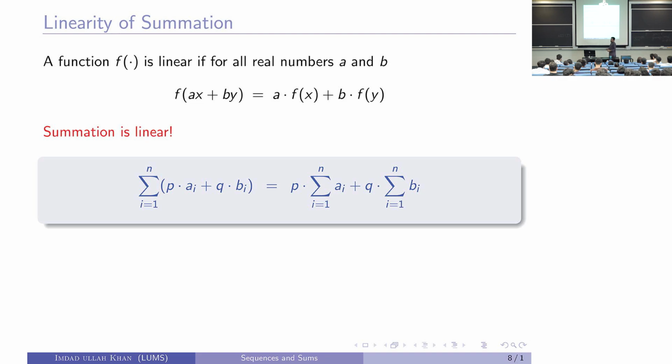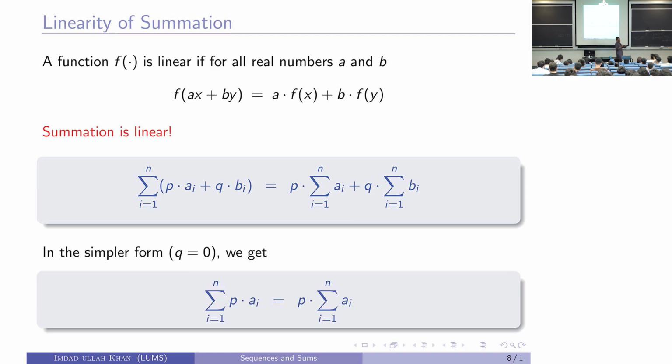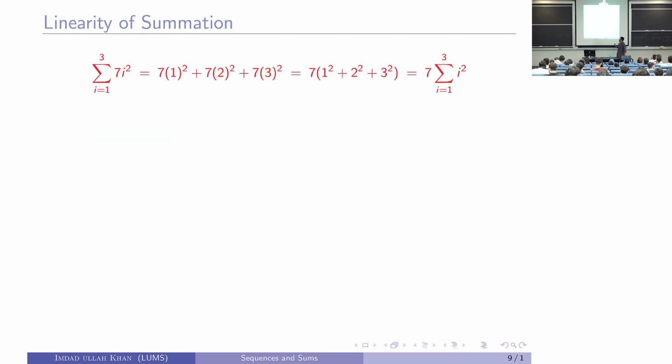General form: let's say q is 0, or there is no such sequence. Then it says the sum of p times ai is equal to p times the sum of ai, for the same indices and everything. Why is this true? Everybody agrees with this. We saw these examples: the sum of 7 times i squared from i equals 1 to 3 is 7 times 1 squared plus 7 times 2 squared plus 7 times 3 squared, right? And from this we can take a 7 common out. You can do this because addition is linear, summation is linear.